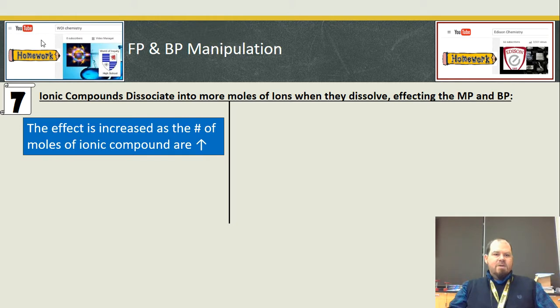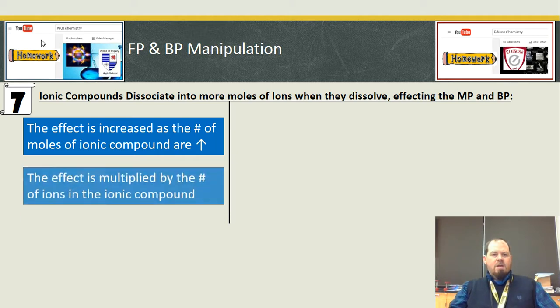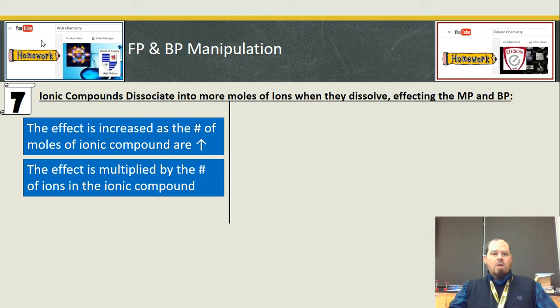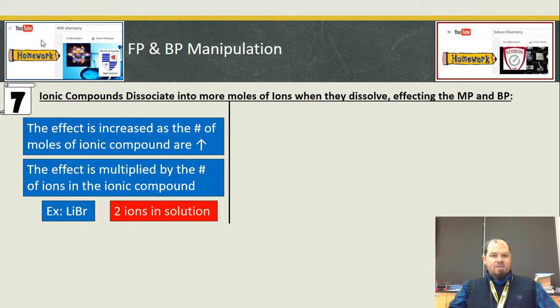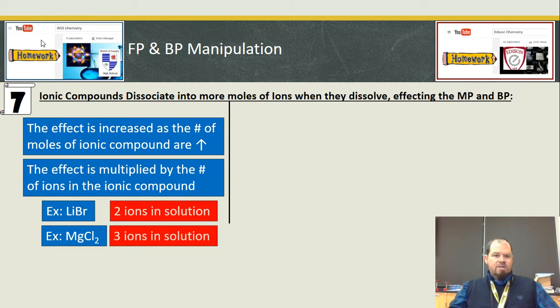The effect is increased as the number of moles of an ionic compound is increased. So the more moles, the greater the increase in boiling point and the decrease in freezing point. The effect is multiplied by the number of ions in the compound. Hence, LiBr has 2 ions in solution, where magnesium chloride has 3 ions in solution. So these are examples for you to understand what I'm talking about.